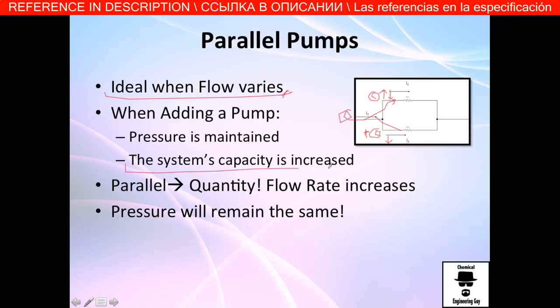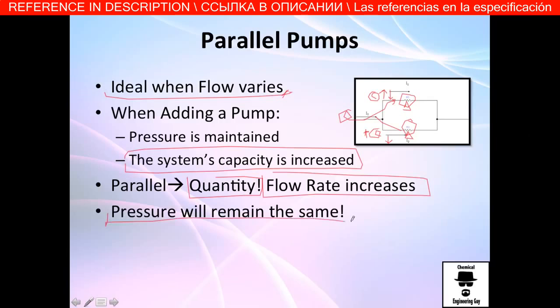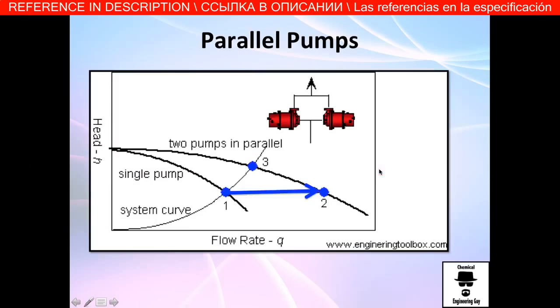So what do we mean with the system capacity is that because we arrange this, we're going to see that the system capacity is greater. What do you mean with system capacity? This means that the quantity or flow rate increases and pressure will remain the same. So instead of increasing the pressure that much as it will be in series, you will be able to process more fluid flow. So you are sacrificing pressure increase to get more fluid flow.